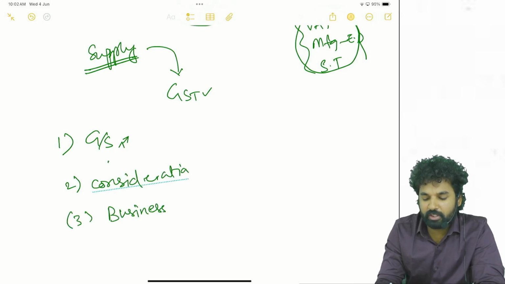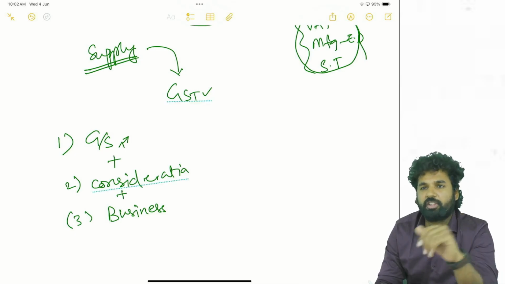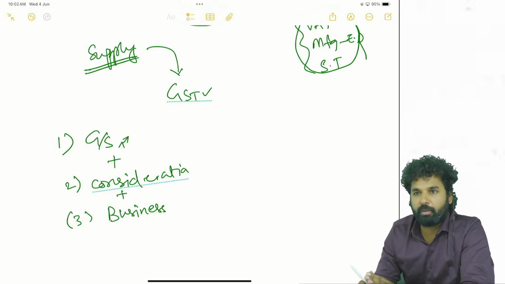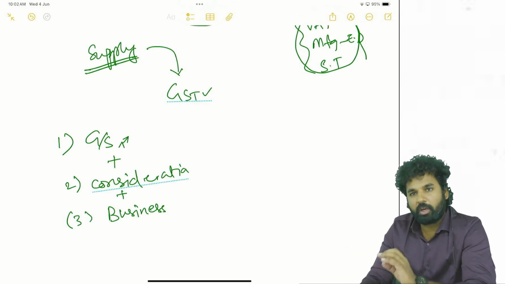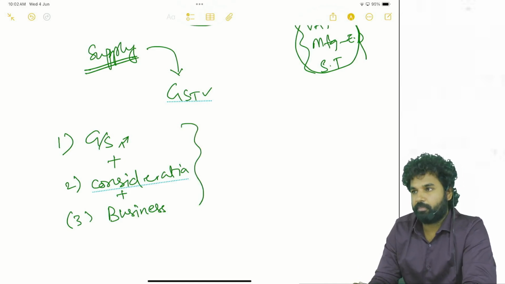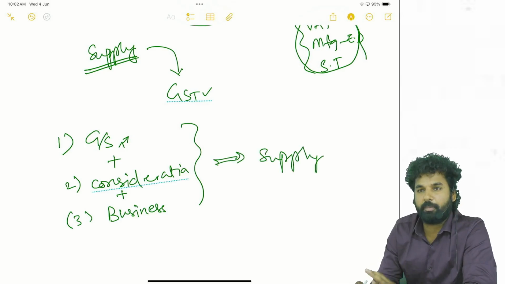If all these three conditions are met in a particular transaction, whatever the transaction may be, it may be sale, transfer, barter, lease, license, disposal, rental, whatever the transaction may be, if all these elements are present, then it can be called a supply.